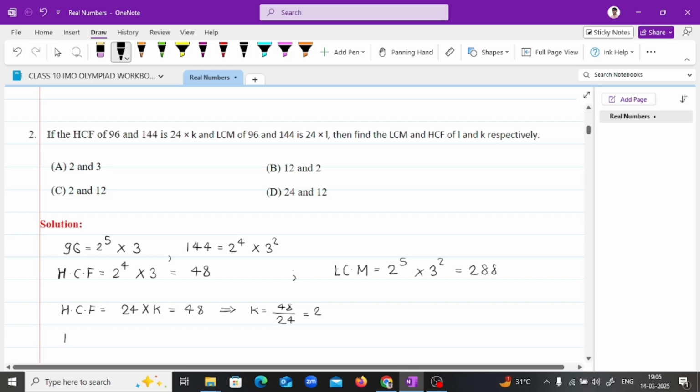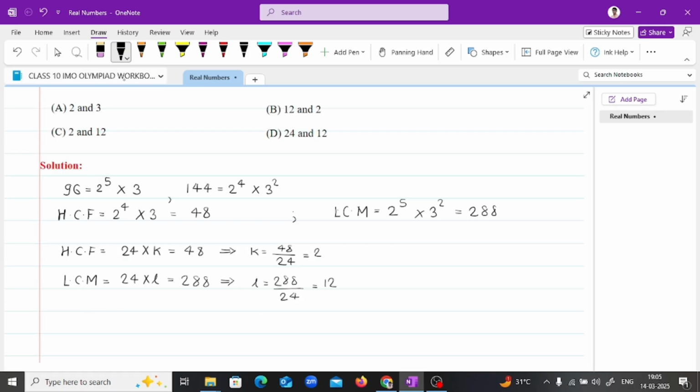Okay, and LCM is equal to 24 into L, which is already given in the question, and we have found the LCM as 288, right? So which implies that L is equal to 288 upon 24, which is nothing but 12. Okay, so L is 12.